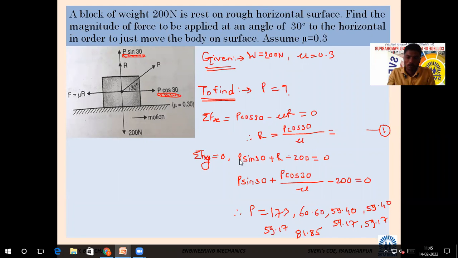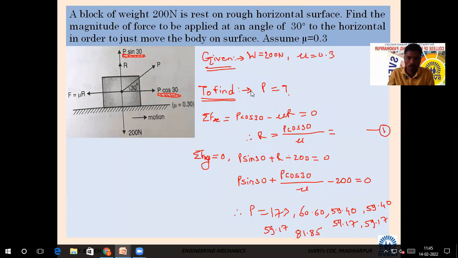Which method have you applied? Apart from this, can you tell briefly what you have done? I want to know which method you have applied. I'm not saying your answer is wrong. Your answer is 59 point something, and all answers are correct. Not 173. It's starting again, so where is the calculation going? 50, 173, 81.85. A lot of difference.